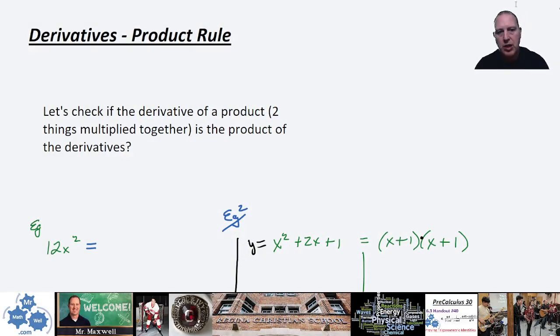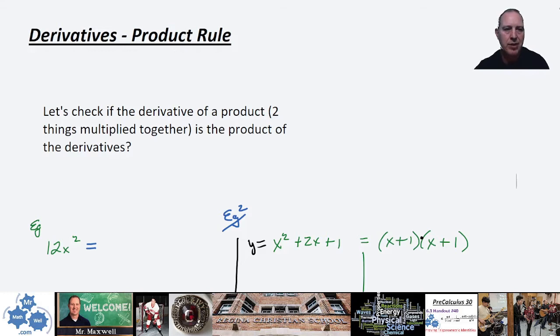This video is about the product rule for finding derivatives, when you have a product of two things multiplied together. This is the rule that we must use for the product. Now, it's different than the sum difference rule. Remember the sum difference rule, which we just did.